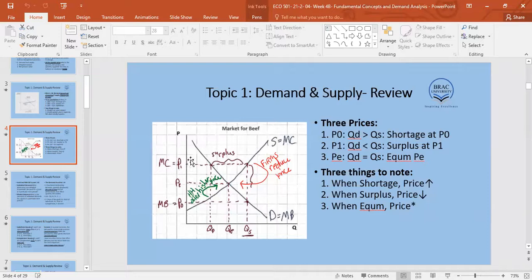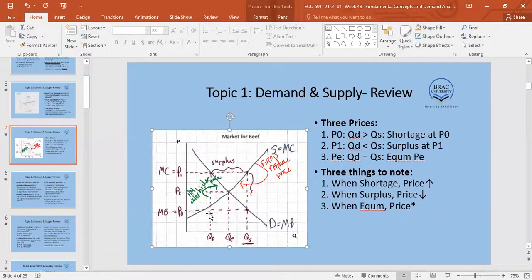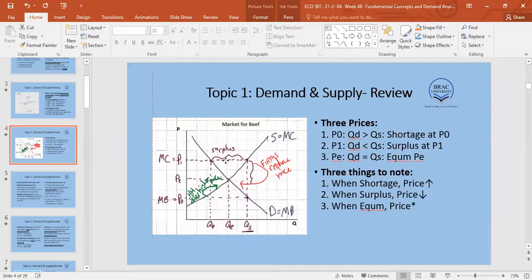If the market price is P1, what happens? Are we producing more or producing less? Producing more. If the market price is P1, this is supply. We are producing QS. Households are demanding QD. Aren't we producing more? Yes, sir. In that case, there will be a tendency for price to fall when there is surplus.